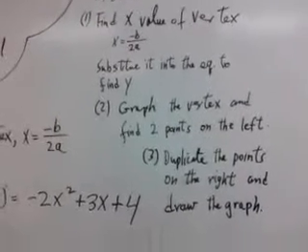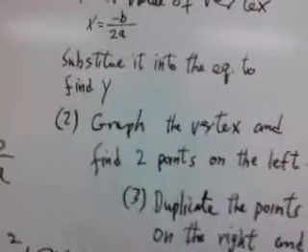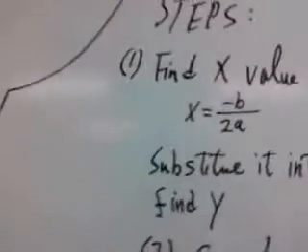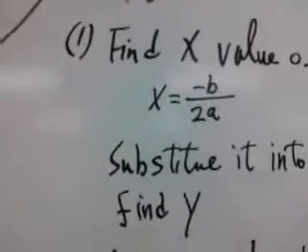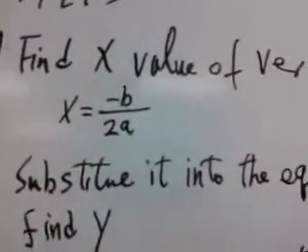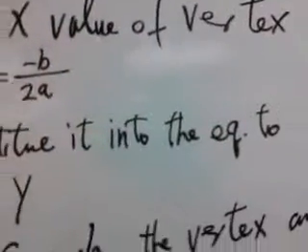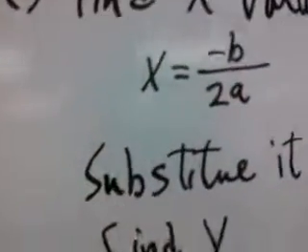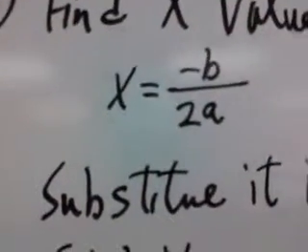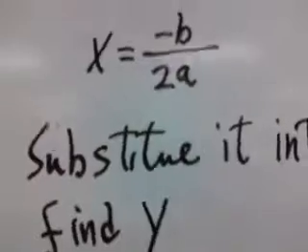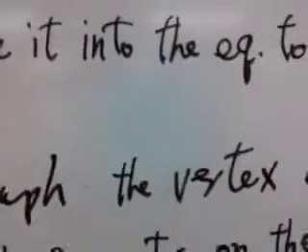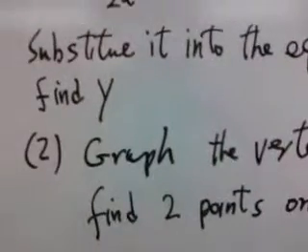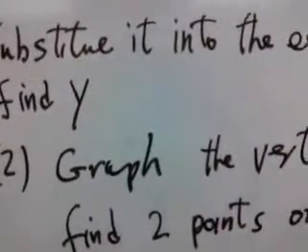All right, let's look at the steps. Step number one: the first thing you have to do is find the x value of the vertex. And to do that, you use this formula: x equals negative b over 2a. After you find that, you have to substitute it into the equation to find the y-coordinate of the vertex.